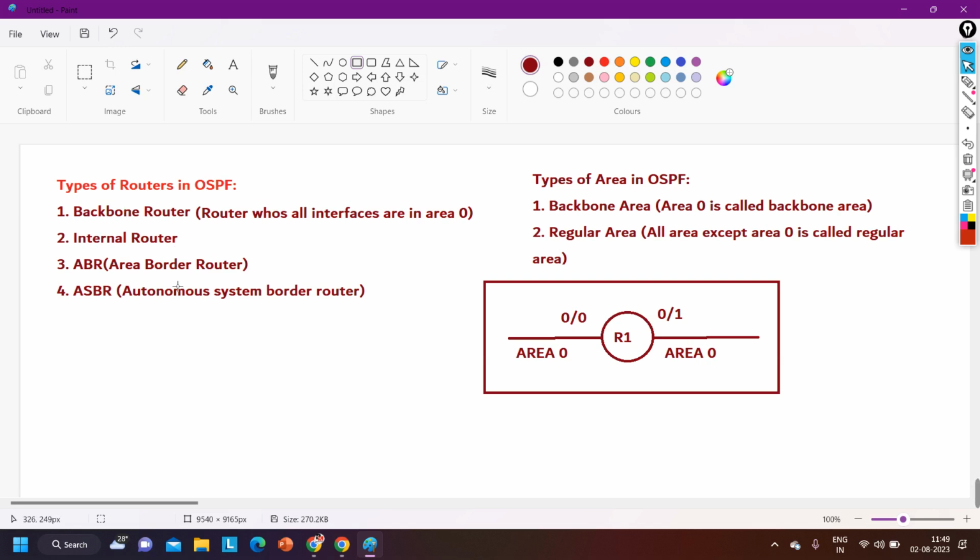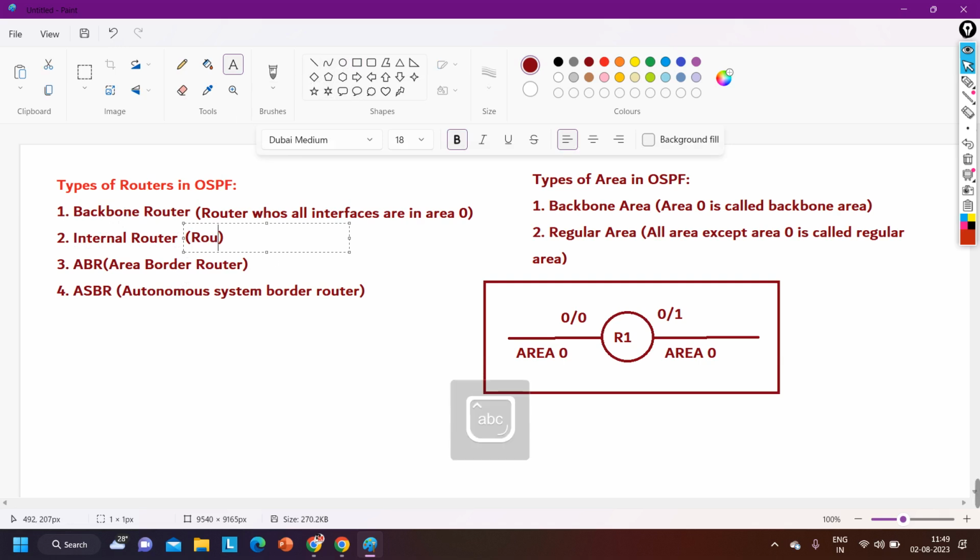Okay, after that, internal router. So router whose all interfaces belong to regular area. Router whose all interfaces are in regular area. Regular area can be area 1, 2, 3, 4, 5, 6, 7, 8, any other area except area 0.